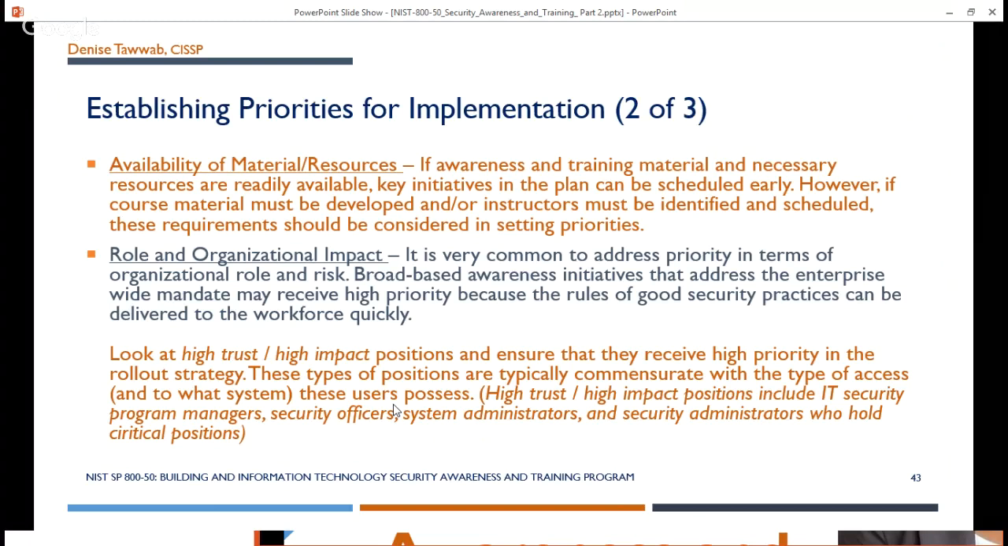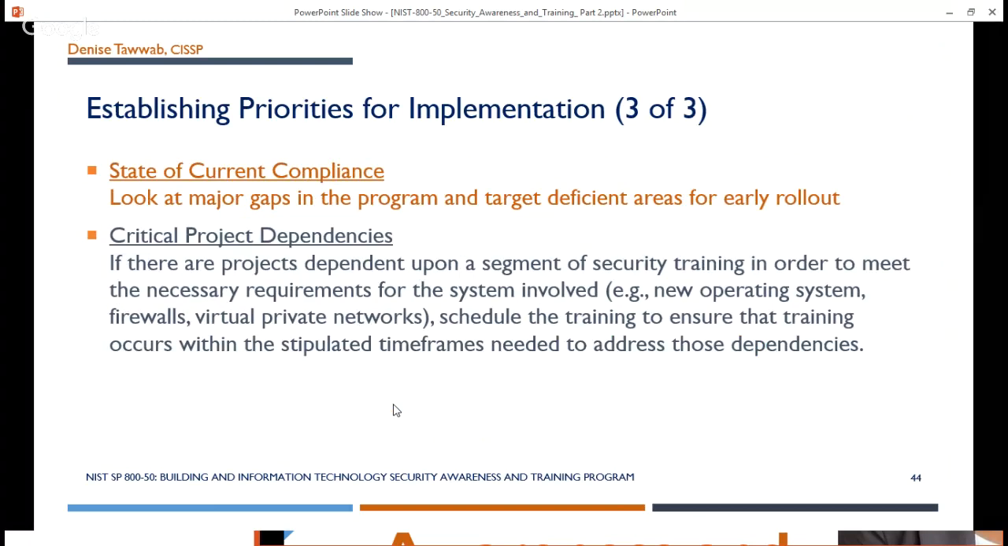You want to look at high trust, high impact positions and ensure that they receive high priority in the rollout strategy. These types of positions are typically commensurate with the type of access and to what system these users possess. High trust, high impact positions include IT security program managers, security officers, system administrators, and security administrators who hold critical positions. You want to look at the state of current compliance.